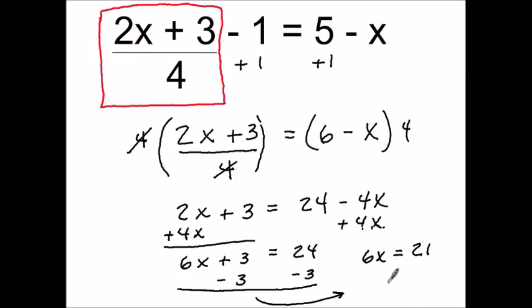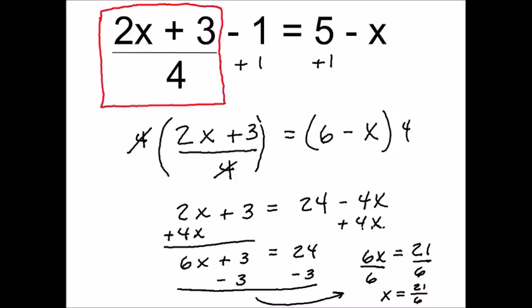My last move is simply to divide by 6 to get that x by itself. These 6s cancel out, so all you have is the x. And over on this side, 21 divided by 6 comes out to be a decimal, so I'm going to leave it as a fraction, 21 over 6. All right, there's my final answer.